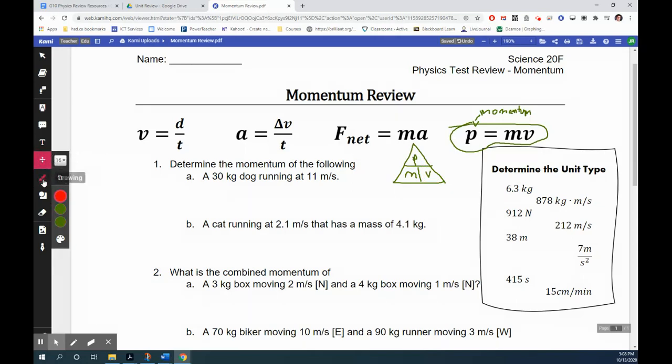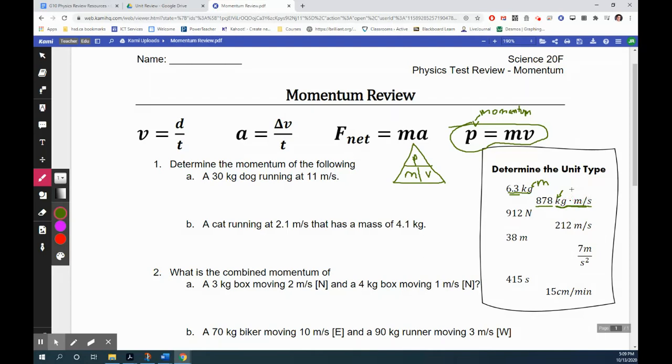So a couple simple questions. Determine the momentum of the following. Well, actually, I like to start here. What are the unit types that we're using? Kilograms. Okay, hopefully you're getting used to it. 6.3 doesn't tell us much, but kilograms tells us that this is a mass. Now we got 878, doesn't tell us much, but it's kilogram. Wait a minute, so it looks like a mass, but it's also meters, and then divided by seconds. This is a weird one, right? Kilogram meter per second. This is a momentum.